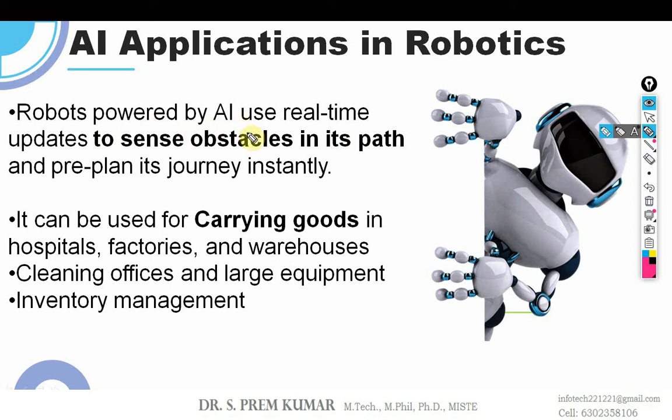Robotics makes use of artificial intelligence to sense the obstacles on the path. When a robot is traveling, it needs to find the obstacles, and these can be identified with artificial intelligence. Robots can be used to carry goods. The weight of the goods is to be assessed, and accordingly the strength of materials is to be tested, and accordingly the robot should work.